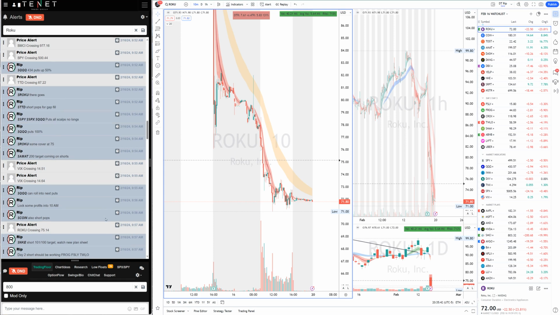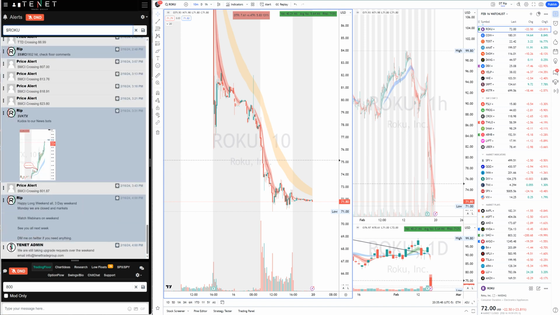These price alerts tell the community when the key levels are breaking down. All day guidance on Roku, guys. Puts went really 150% there. So it was a really nice trade on Roku. Let's go to the next one.